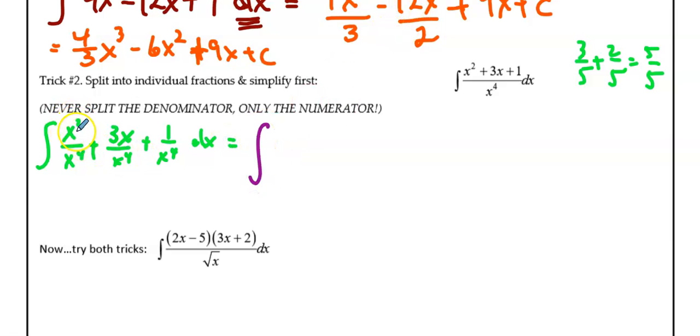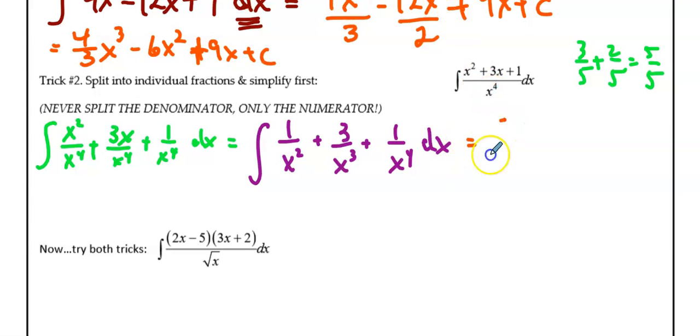So we're going to go ahead and do x squared over x to the 4th. It's going to be 1 over x squared. And then we're going to do 3 over x cubed. Right, just go ahead and cancel the x and one of the x in the denominator. And then we're going to leave the 1 over x to the 4th here, dx, because we want to be able to integrate. And so now from that, we're going to rewrite.